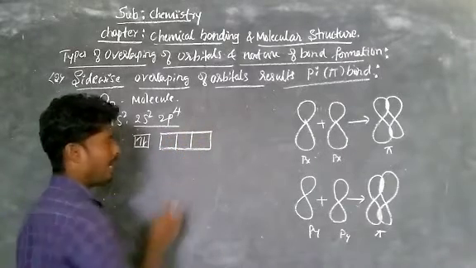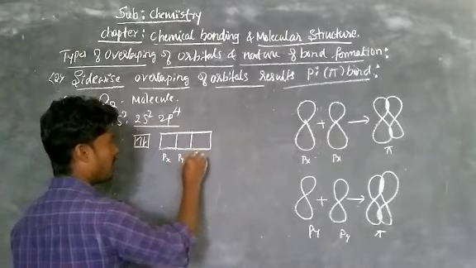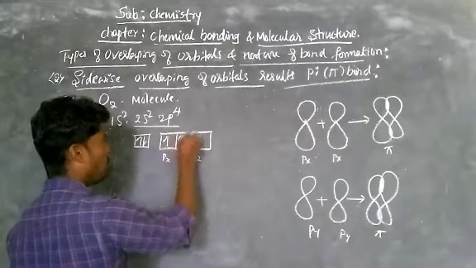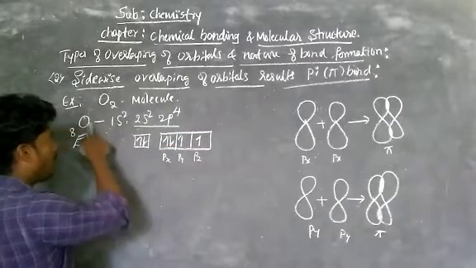1, 2, 3 orbitals, right? One is px, one is py and the third one is pz. How many electrons are there? 4. Fill it. 1, 2 and 3. This is the fourth one. This is for one oxygen atom.